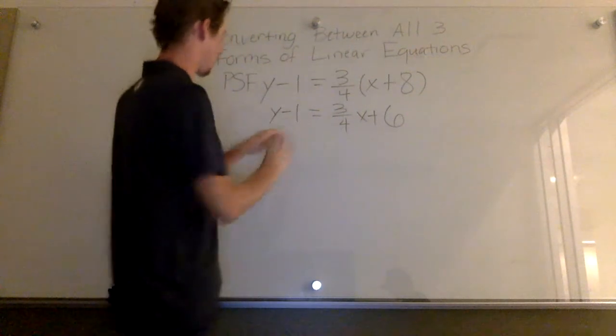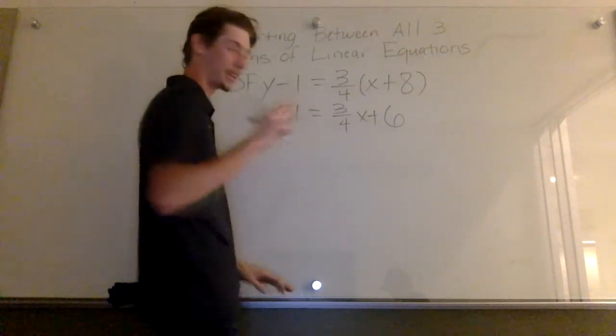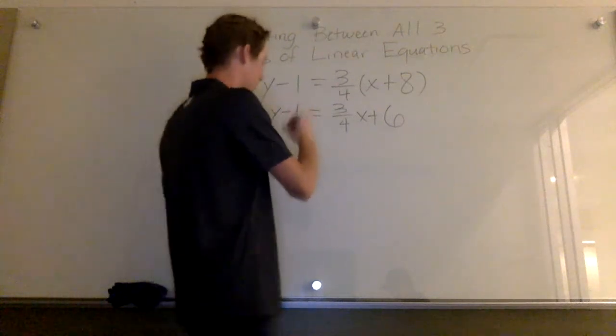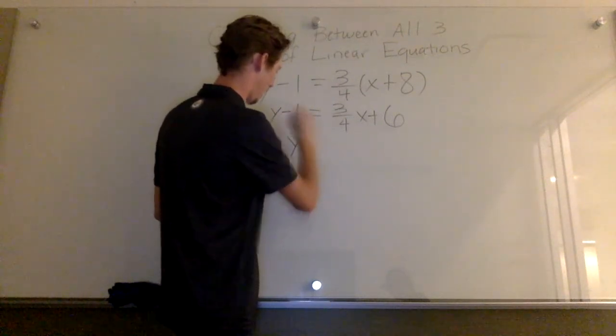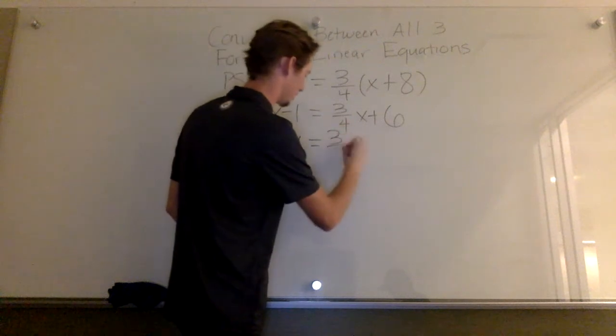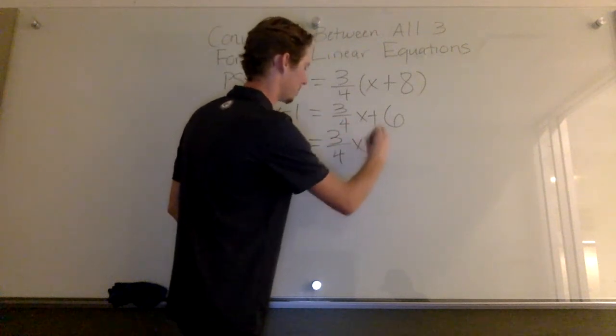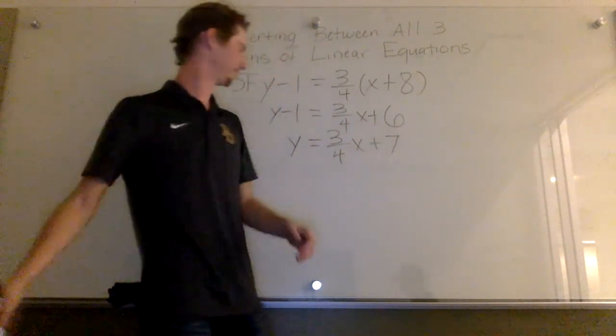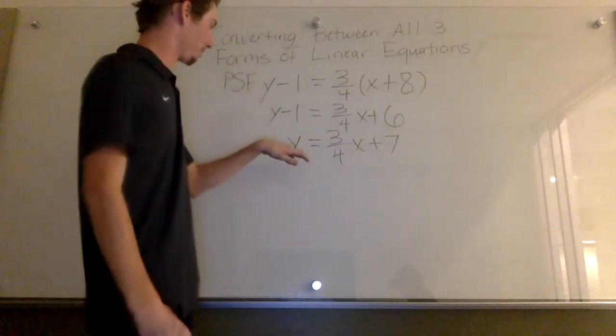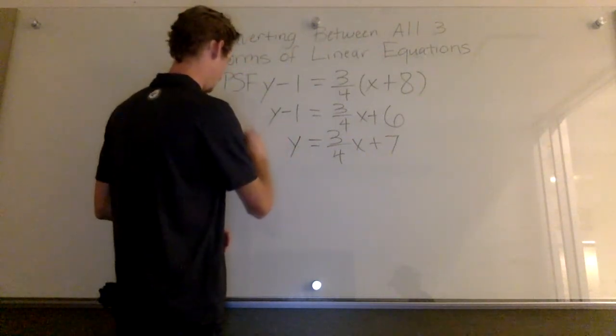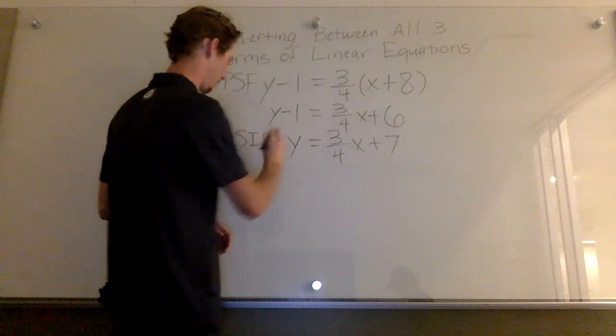Then you got to take care of this -1 over here so that y can be by itself. That's kind of the key with this. So if we're adding 1 to both sides, that's going to be 3/4 x plus 7. All right. Now we've got it in slope-intercept form.